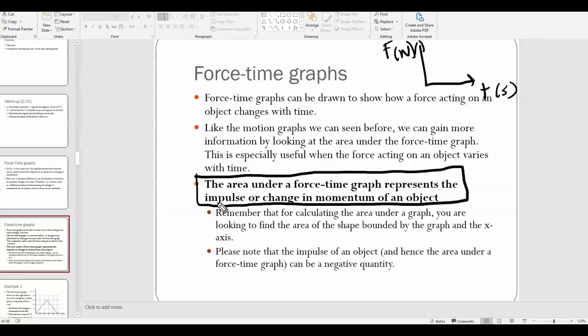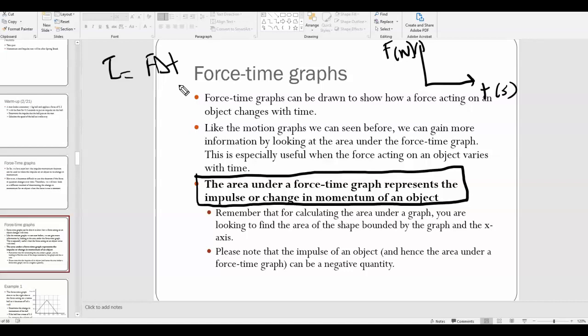Okay, so this idea allows us to use force time graphs to calculate the impulse if the force is not constant. Obviously, if the force is constant, we could just use the impulse equation and there'd be no issues. But if the force is not constant, then that equation no longer holds. But this thing I just put a box around, the area under the force time graph representing the impulse, that's true no matter whether the force is constant or not.